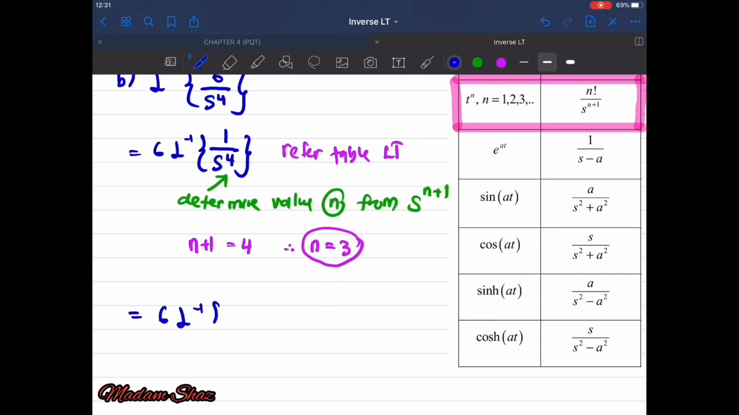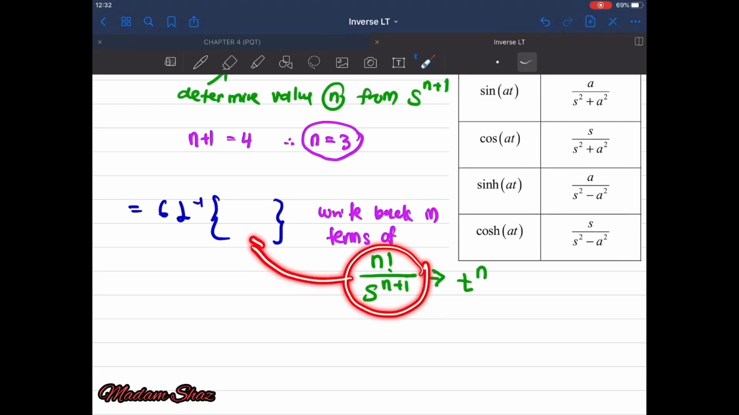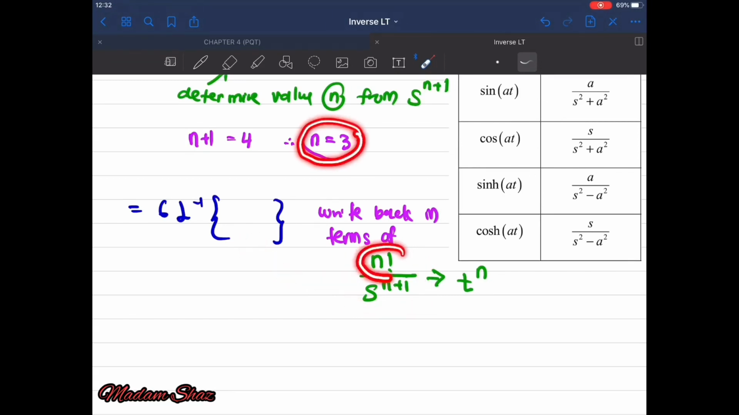6 Laplace inverse. Write back in terms of n factorial over s to the power of n plus 1, which will result in t to the power of n. So n factorial divided by s to the power of n plus 1, you have to write in this curly bracket. Our n is equal to 3, so n factorial here will become 3 factorial divided by s to the power of 3 plus 1.